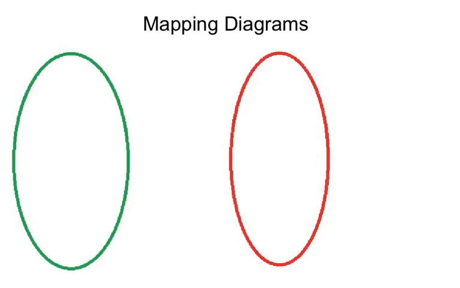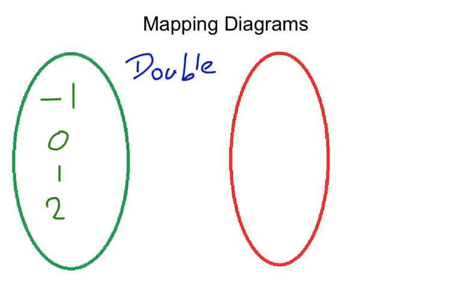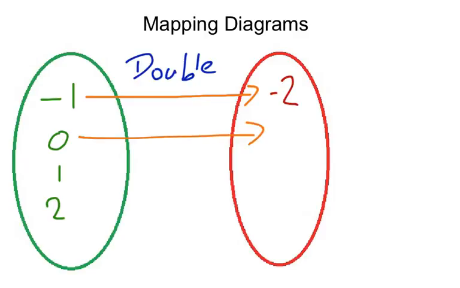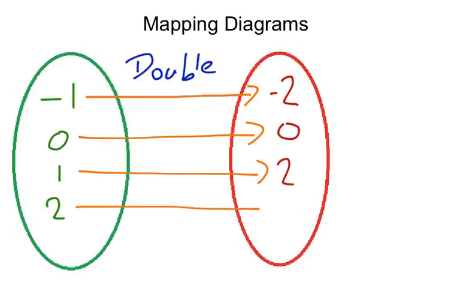So for example, if in our green set we had the elements -1, 0, 1 and 2, and our mapping was to double each of our inputs, then we would take the -1, we would double it, and we would get -2. We would take the 0, we would double it, and we get 0. We take the 1, we double it, we get 2, and we take the 2, we double it, and we get 4.